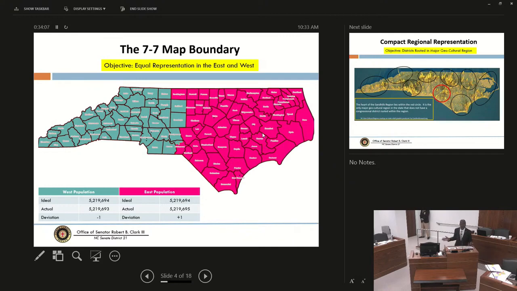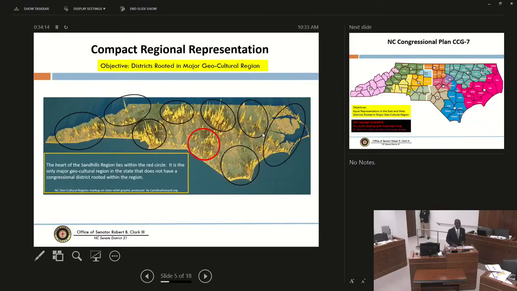If we split the population in half, we ought to have 7 congressional districts in the east and 7 in the west. And in addition to that, I believe that every major geocultural region in the state of North Carolina should have a congressional district rooted within. This particular diagram is a three-dimensional diagram that gives a feeling for the population densities in the various major geographical regions across North Carolina. I've circled them in either black or red.